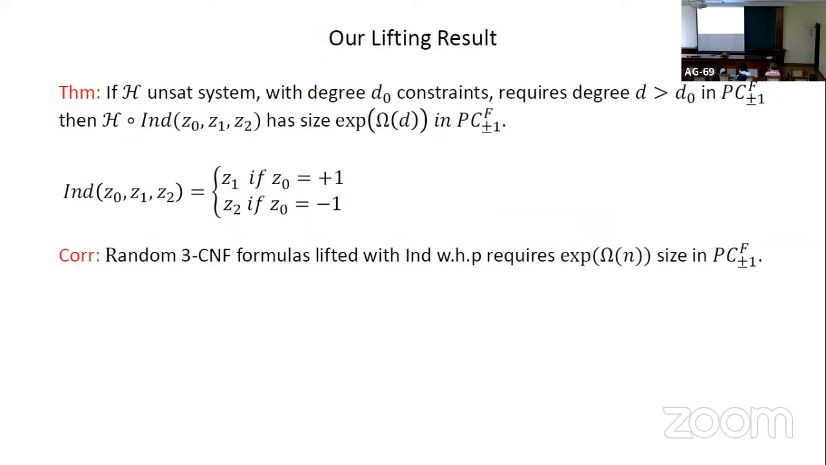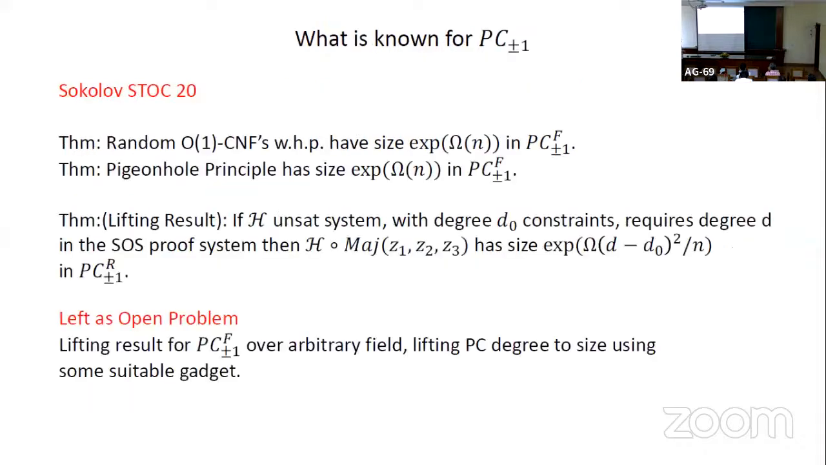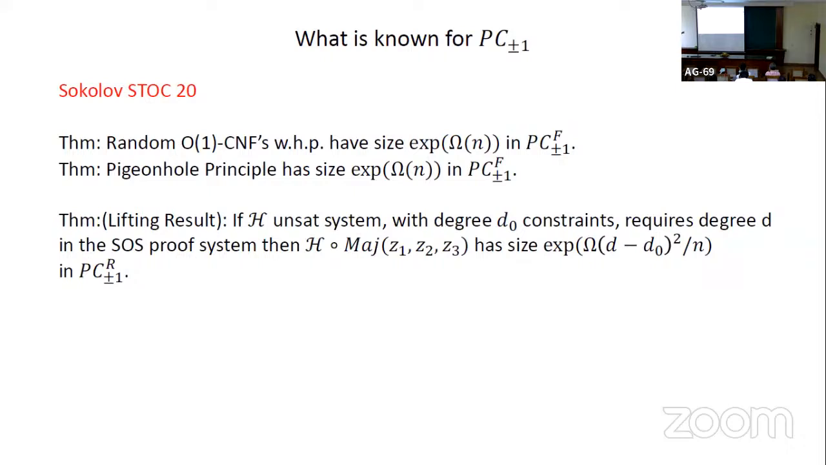One of the corollaries is that for random 3CNF formulas lifted with 1-bit indexing, we get with high probability an exponential size lower bound. For random formulas, it is not known whether the size in polynomial calculus is large. The first theorem of Sokolov showed it for unlifted formulas also, and then he had a lifting result as well, but maybe not for 3, but for some larger width.